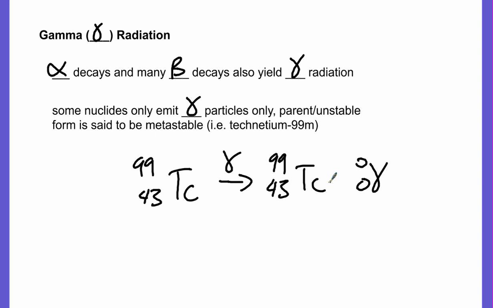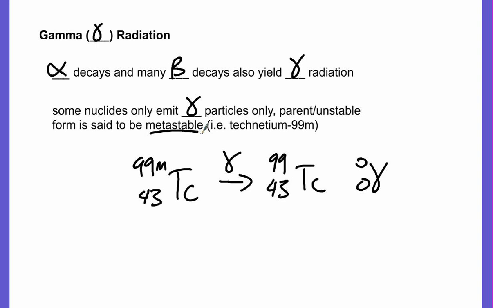So there is an extra label that we're going to put on the parent over here. We're going to put a little m next to that 99. It means that it's metastable, right? So it's not quite stable. It needs to emit that gamma particle to become stable. And so that's the only major issue with these gamma particles, right?